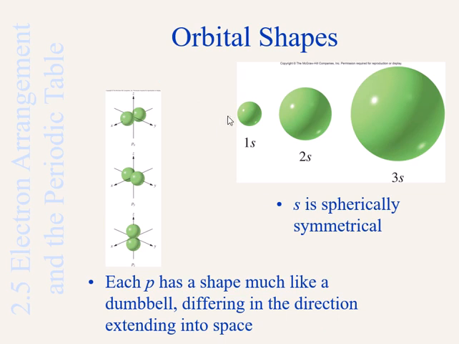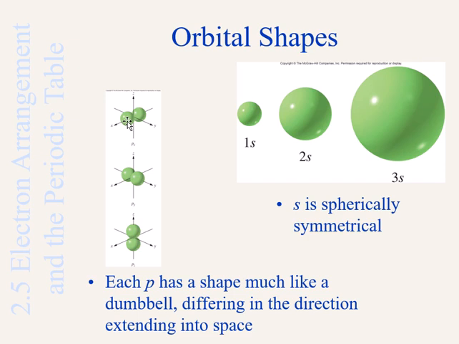Here are the shapes of the S sublevels. Here would be 1s, where the 1 stands for the principal energy level and S for the subshell or the sublevel, then the 2s, then the 3s. One difference between all three is that as you progress into higher principal energy levels, the size of the sublevels, the subshells, also gets larger.